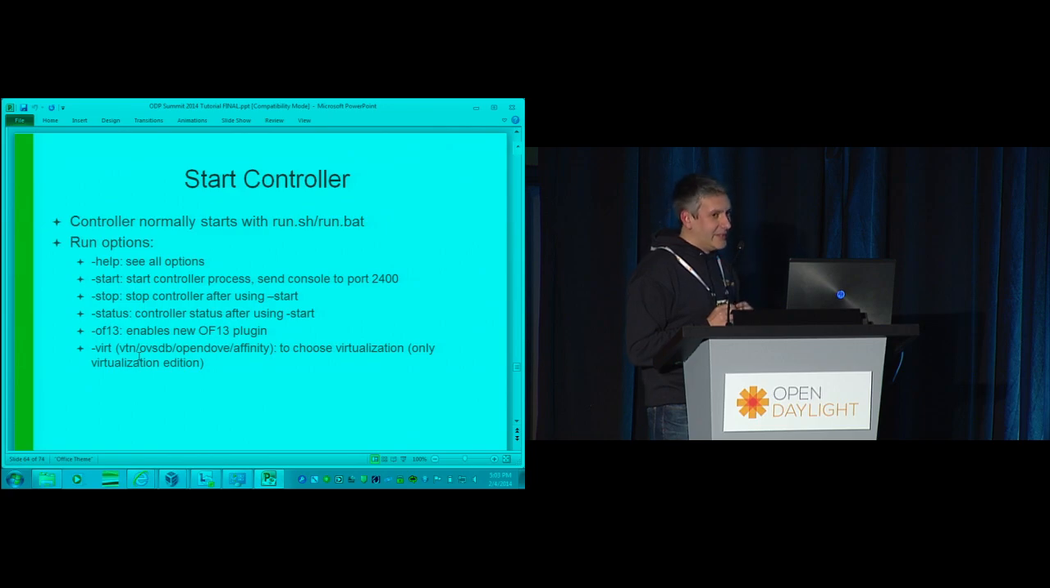And the last option, the virtualization. When you are running the virtualization edition, you need to choose. Actually, if you try to run it directly, it will tell you, no, I cannot run directly. You need to choose one of these options. And the options, as you see there, are VTN, OVSDB, DOVE, or Affinity. These are the four different virtualizations that we have now. Okay?